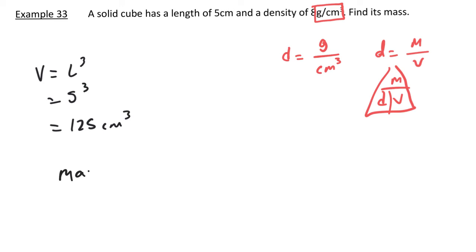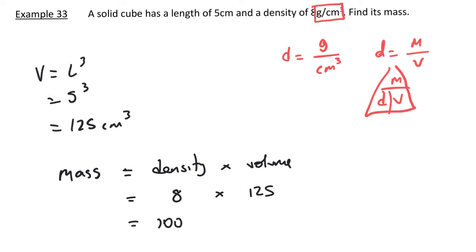Mass then, we've looked to see where this triangle comes from, and we know that mass then is going to be density times volume, which is going to be 8 multiplied by 125, which is 1,000 grams. So whenever we've got units given in this way of grams per cubic centimetres, it really means grams divided by cubic centimetres, which is mass divided by volume.